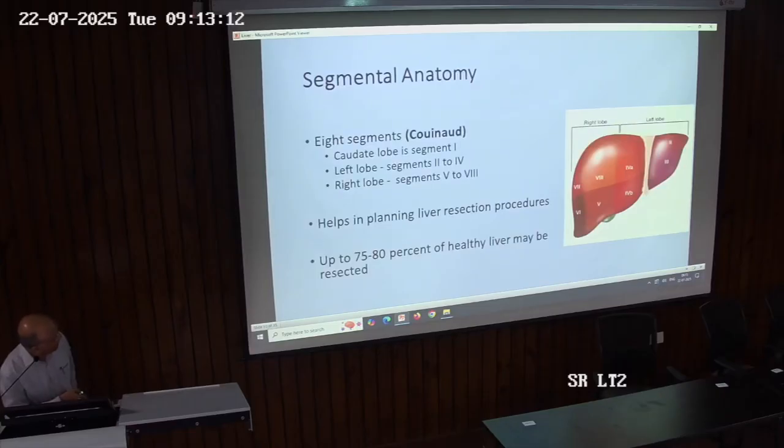So 8 segments. These are described by Couinaud. This I am sure you must have read in your first MBBS. And the left lobe comprises segments 2, 3 and 4, and the right is 5, 6, 7 and 8.